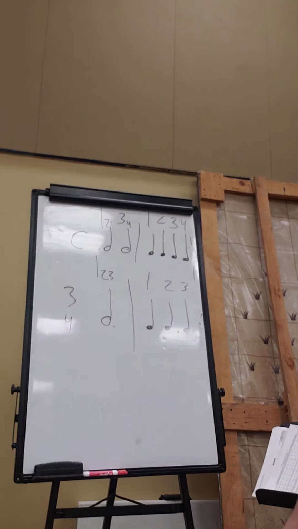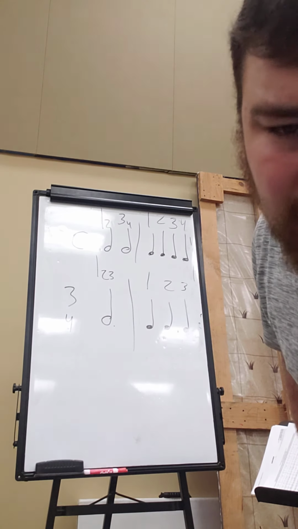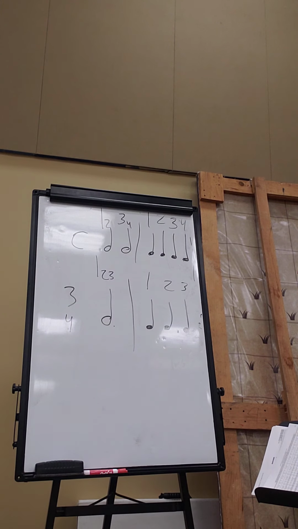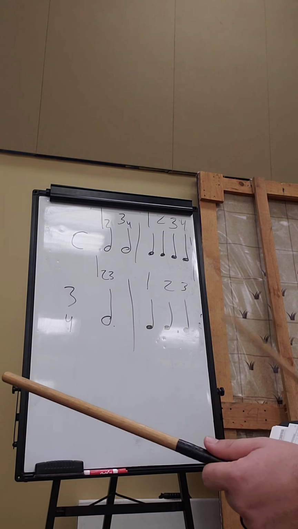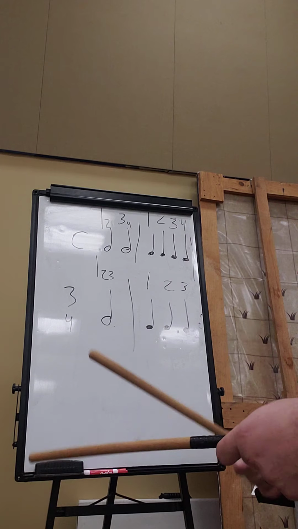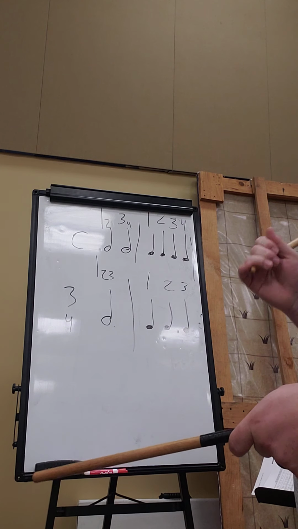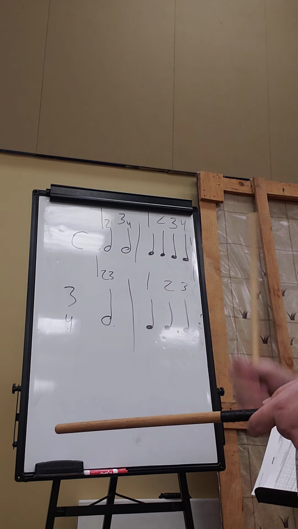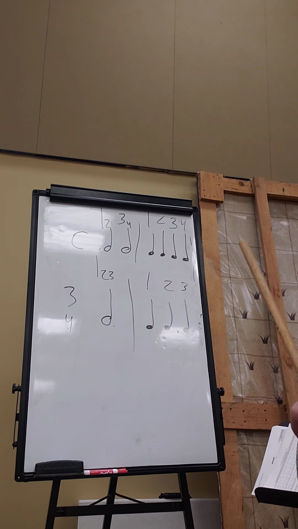Get your sticks out real quick. We're going to click and count this. Hopefully you can see my counts. If not, I'm sorry. All right, let's click and count this. 1, 2, click and count. 1, 2, ready, and 1, 2, 3, 4. 1, 2, 3, 4. 1, 2, 3. 1, 2, 3.